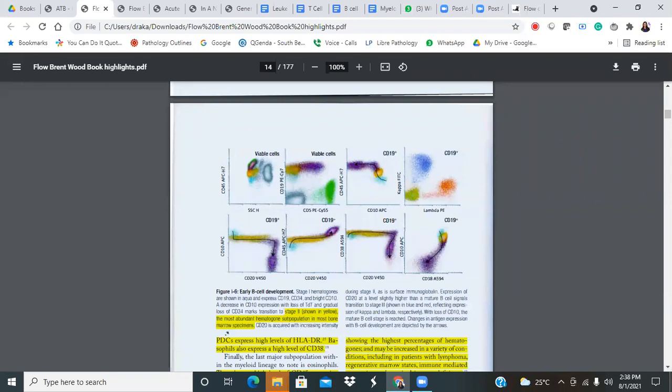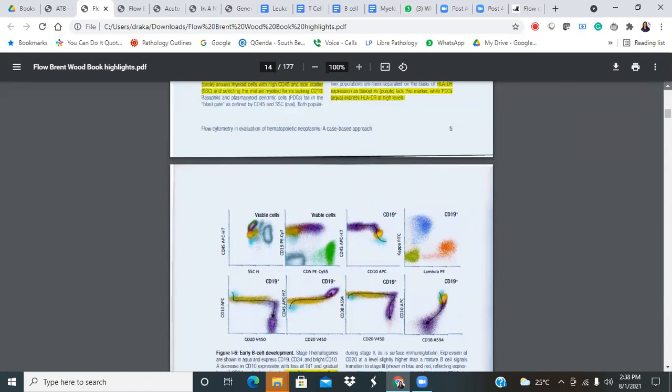All right. So let's go ahead and read what they were saying about here.